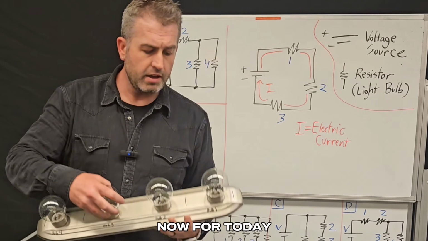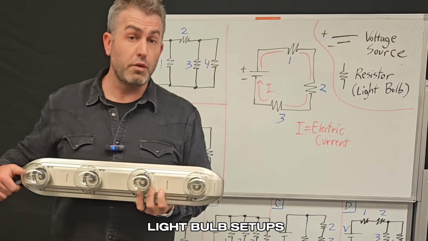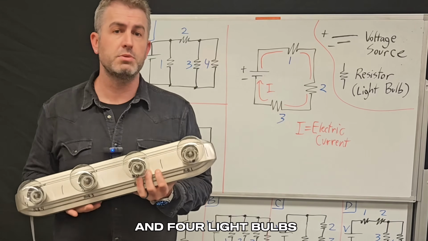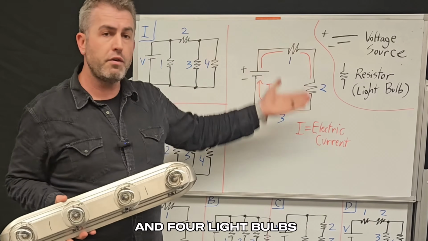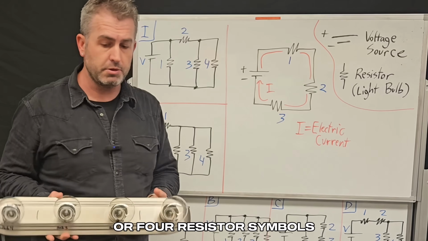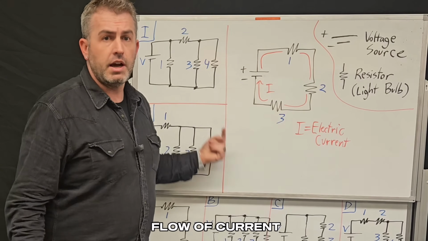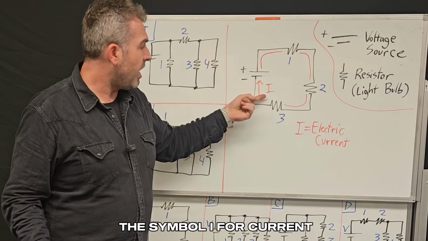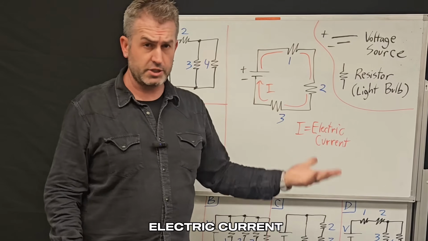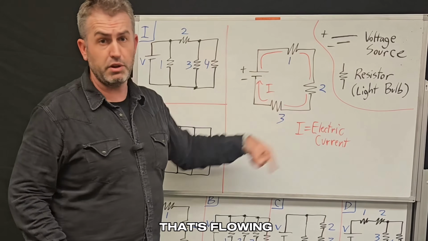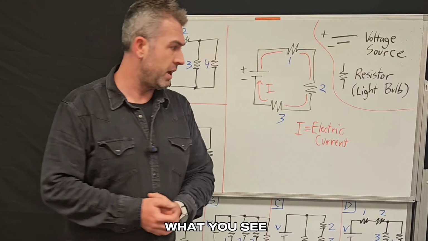Now for today, all of our fixtures are actually 4 light bulb setups, so our circuits would have a voltage source and 4 light bulbs, or 4 resistor symbols. And this red arrow is just showing the flow of current, and we use the symbol I for current, so I stands for electric current. And that's the electricity that's flowing inside of all of these wires, okay?